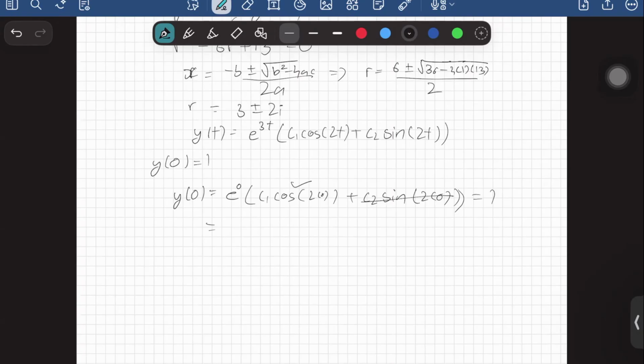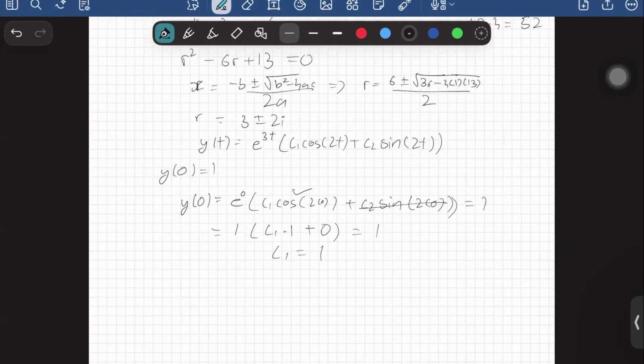And a number raised to the power of 0 is 1. So what ends up happening is 1, and then we have c1 multiplied by 1 plus 0. And that's it, and this is equal to 1. So we know c1 is equal to 1, right? And now we're going to differentiate this equation.